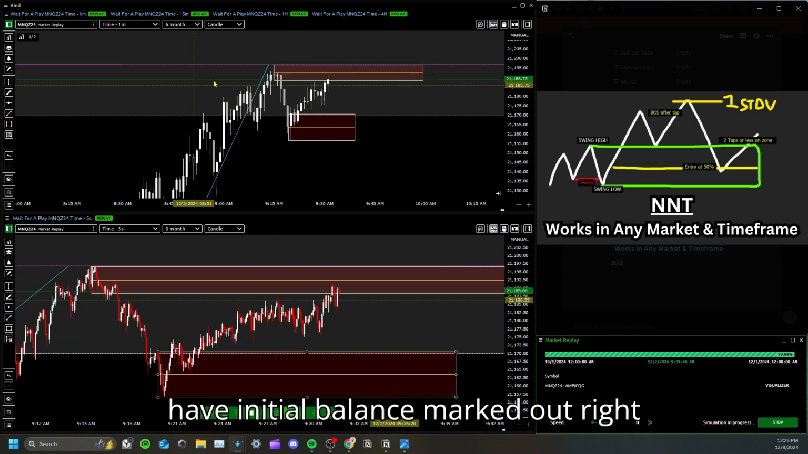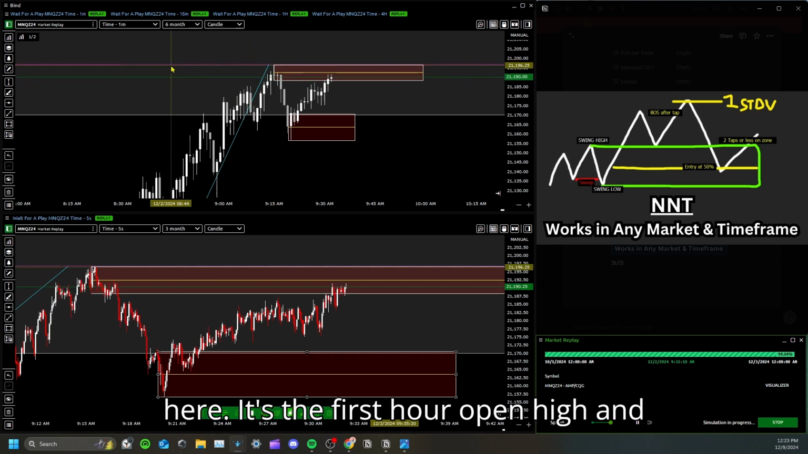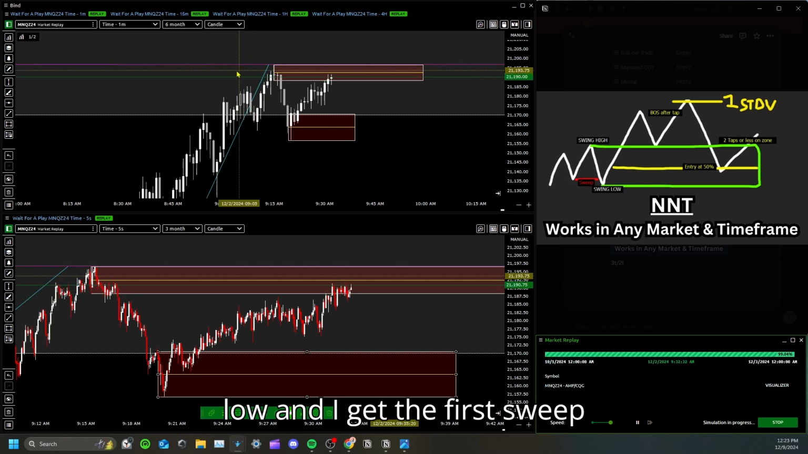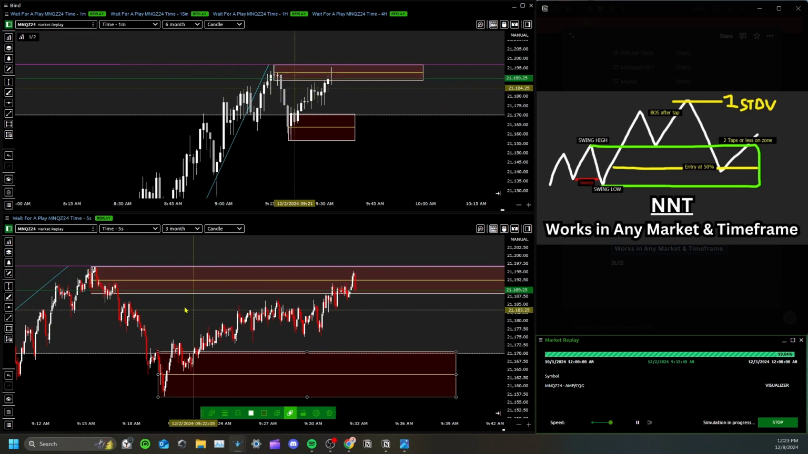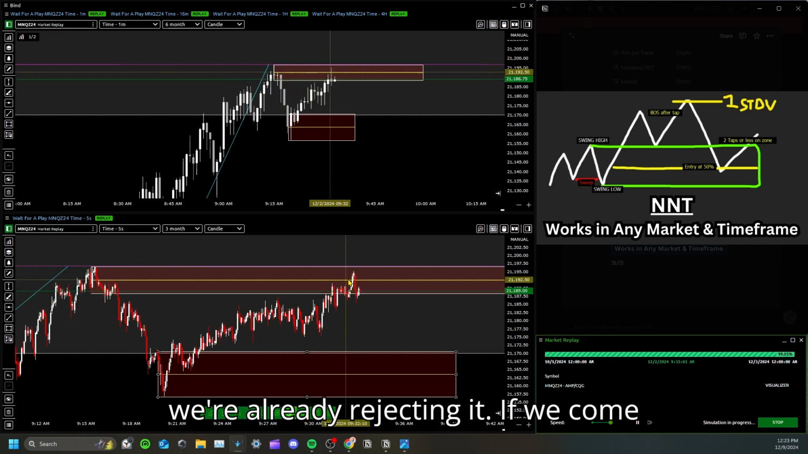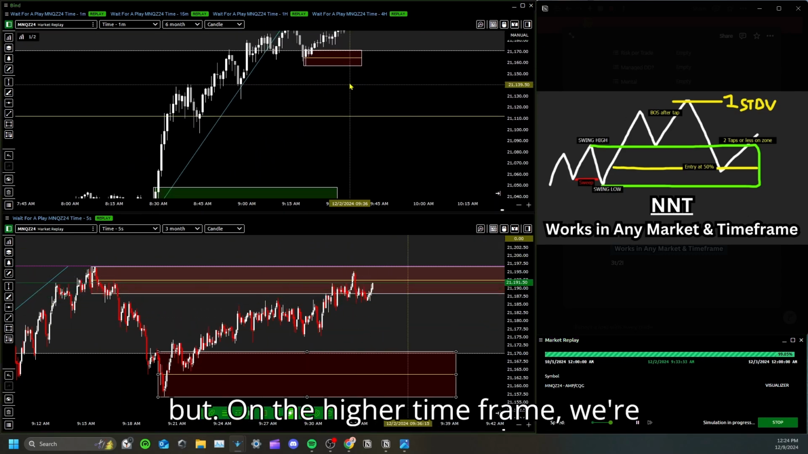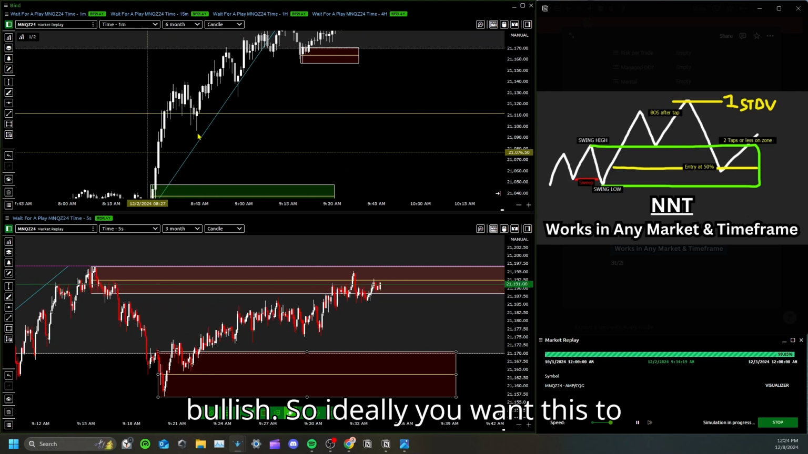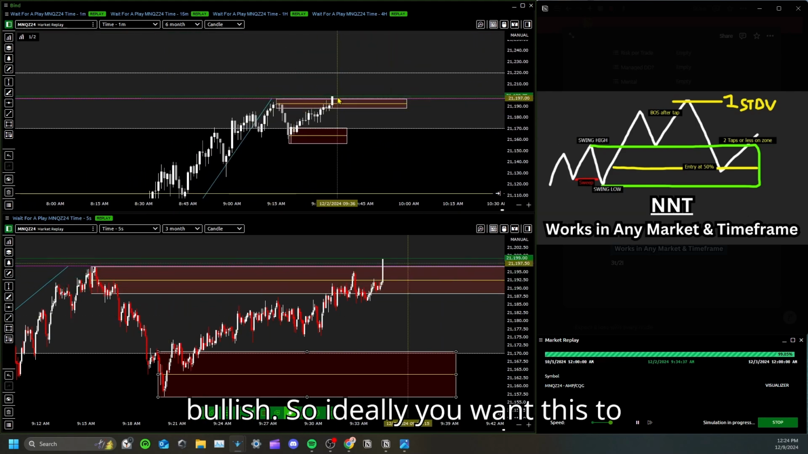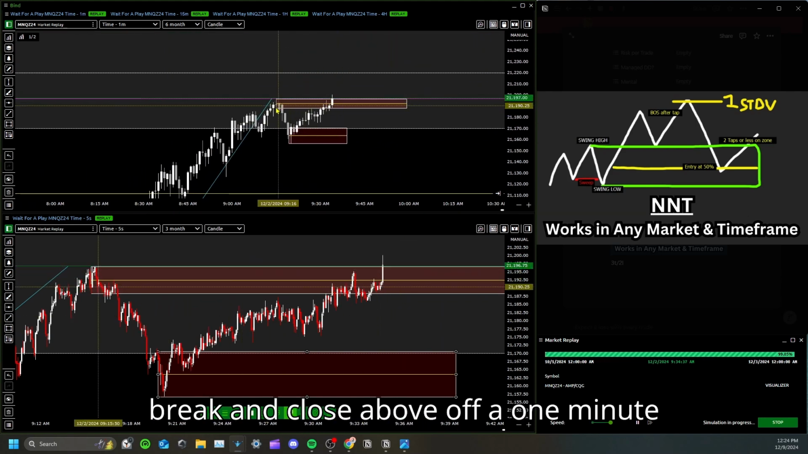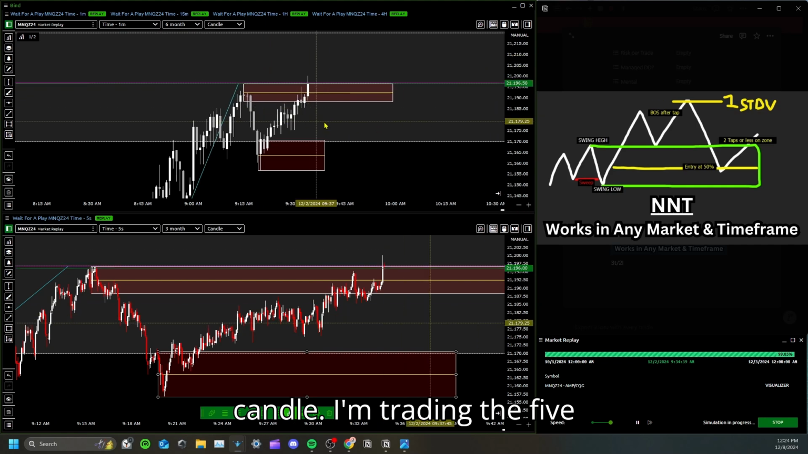I have initial balance marked out right here. It's the first hour open, high and low, and I get the first sweep to help me gauge direction. So see how we're already rejecting it. If we come down, I can confirm that we're bearish, but on the higher time frame, we're bullish. So ideally, you want this to break and close above off a 1 minute candle.